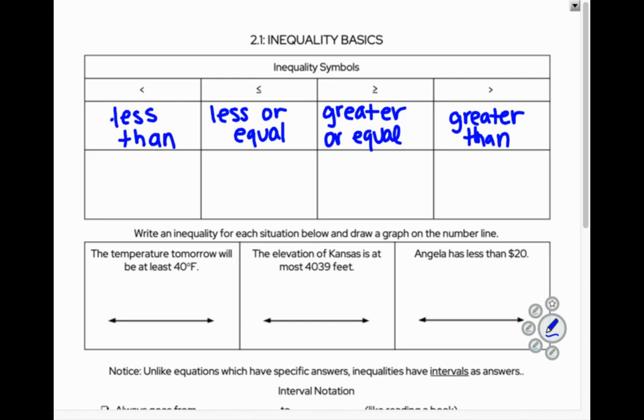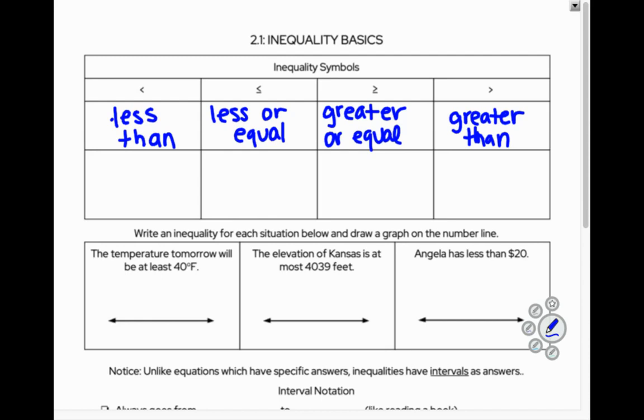Okay? Did I expect you to remember it off the top of your head perfectly? No. Do I expect you to remember it by the end of this unit? Definitely yes. Okay? This unit will not go well if you don't. Then underneath, what we're going to do is write some of the other ways that we could say these.